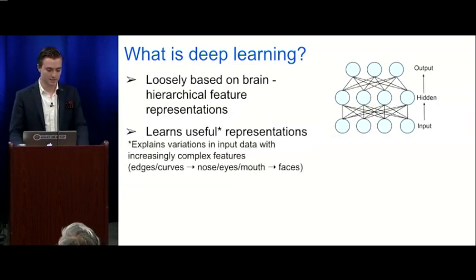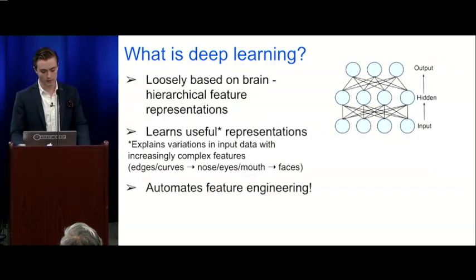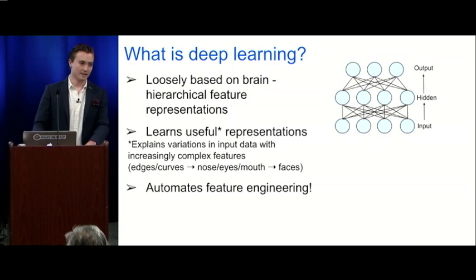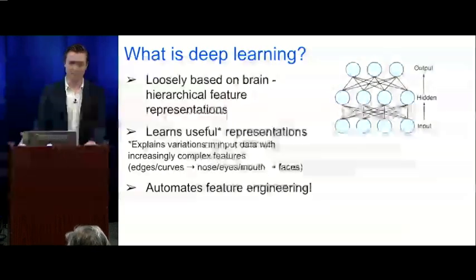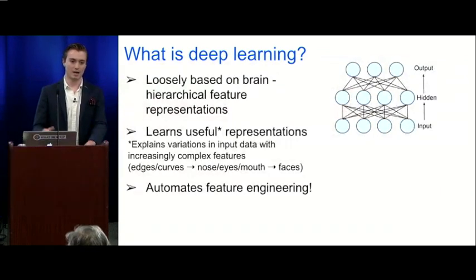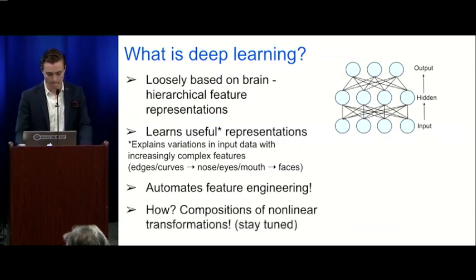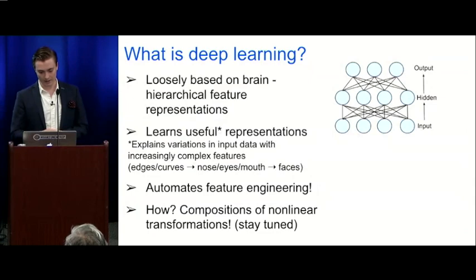And a useful representation is this thing that tries to explain away complex features by piecing them together. And why is this useful? Well, what you're doing is you're automating feature engineering. And feature engineering right now in traditional machine learning methods is generally the hardest part, figuring out what features, what combinations of inputs you're going to do to ultimately get the best output classification. So how does deep learning actually do this? Well, the short answer, it's a composition of nonlinear transformations, and I'll show you how that's working.